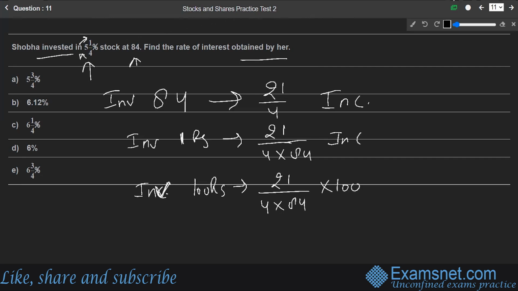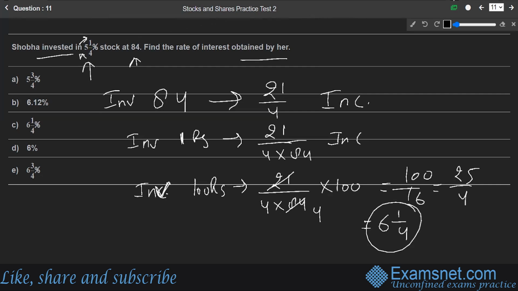That will be the actual income. So how much is that income coming? If you solve this, the income is coming 21 cuts 84 by 4. So it is 100 by 16. Okay, 100 by 16 income coming. So 100 by 16 is nothing but 25 by 4. If we cut this, 25 by 4 can be written as 6 1 by 4. So 6 1 by 4 is the income received on 100.